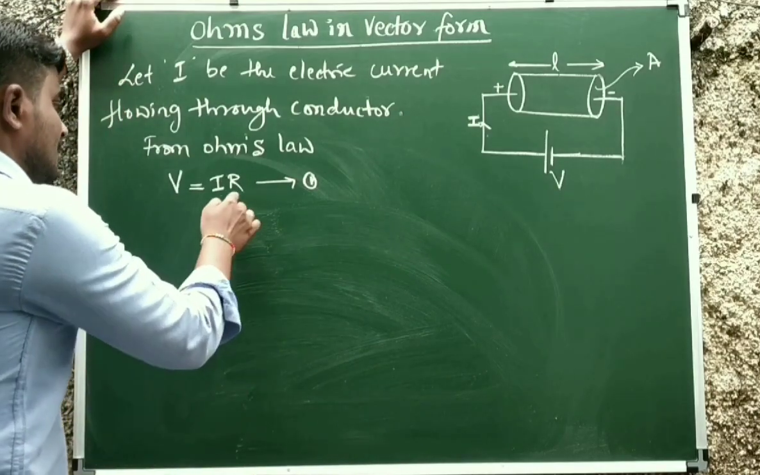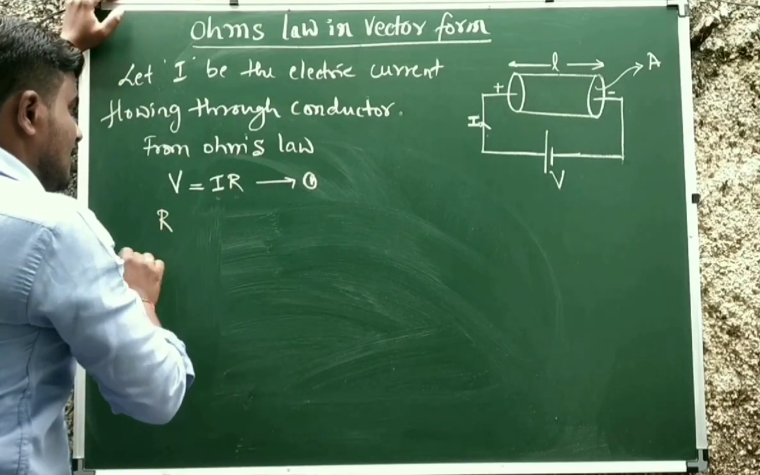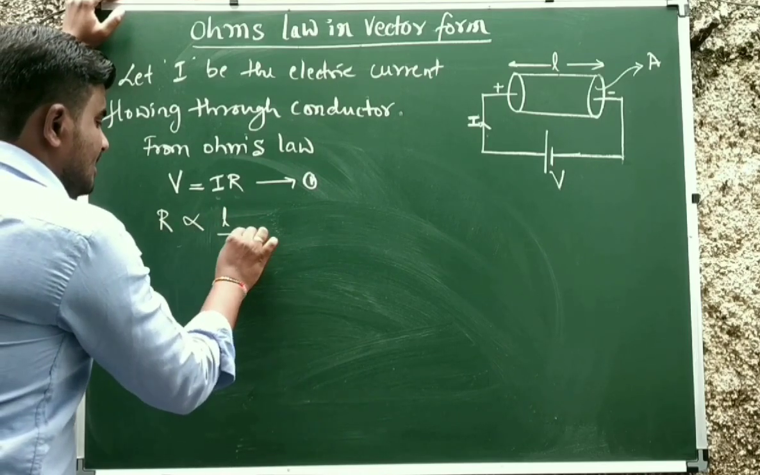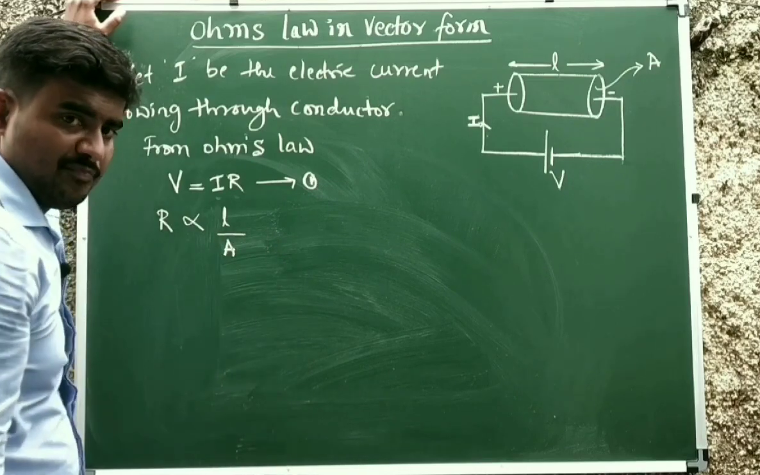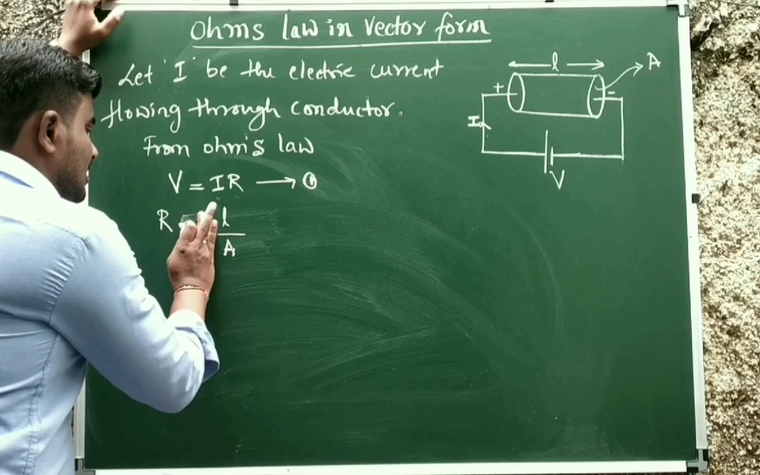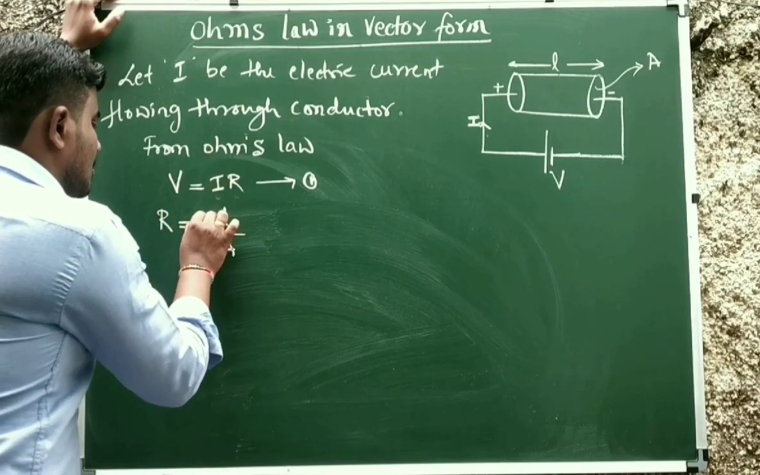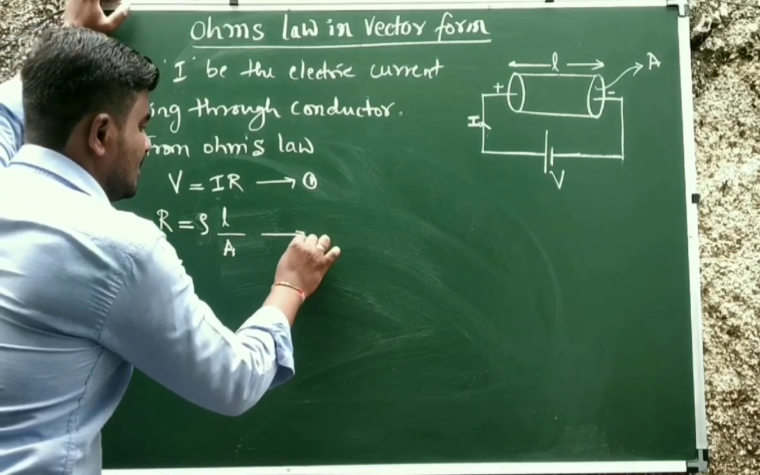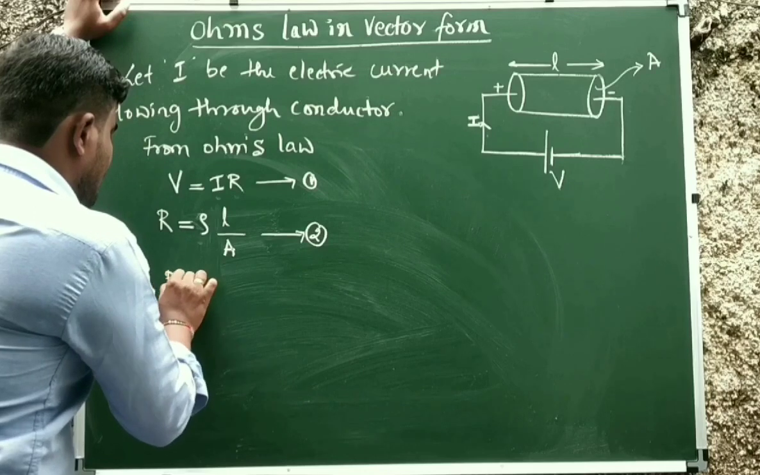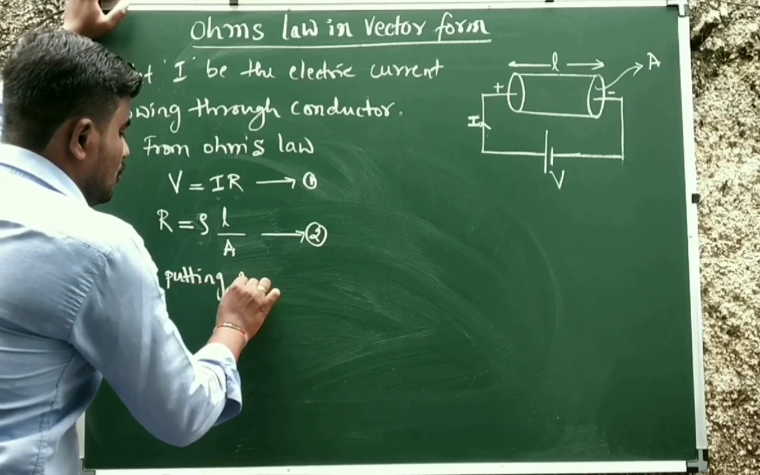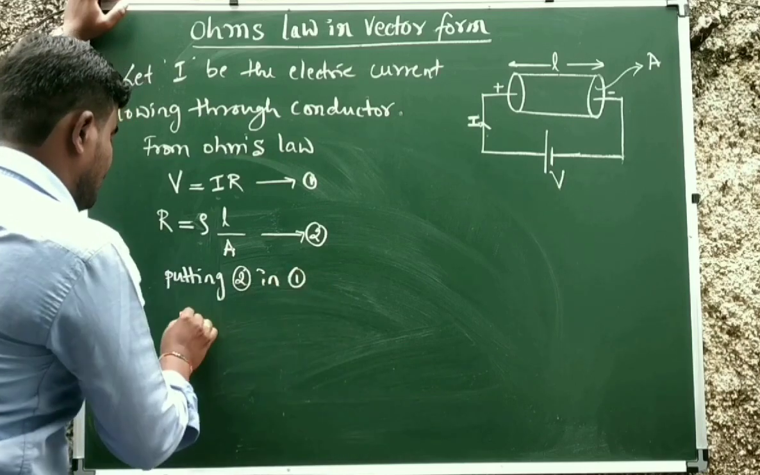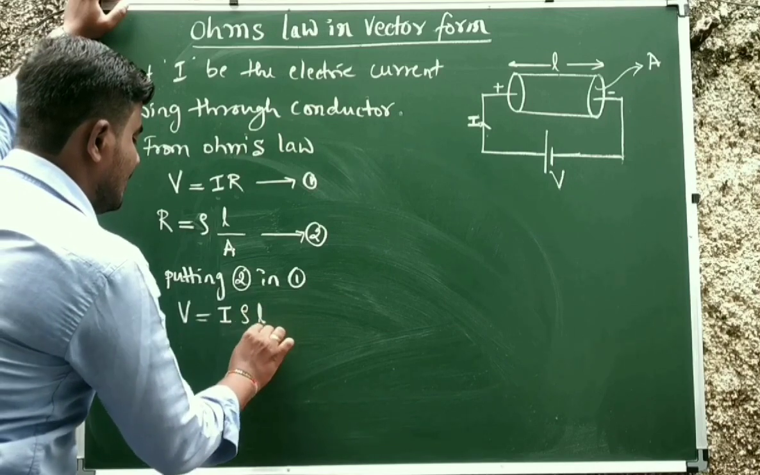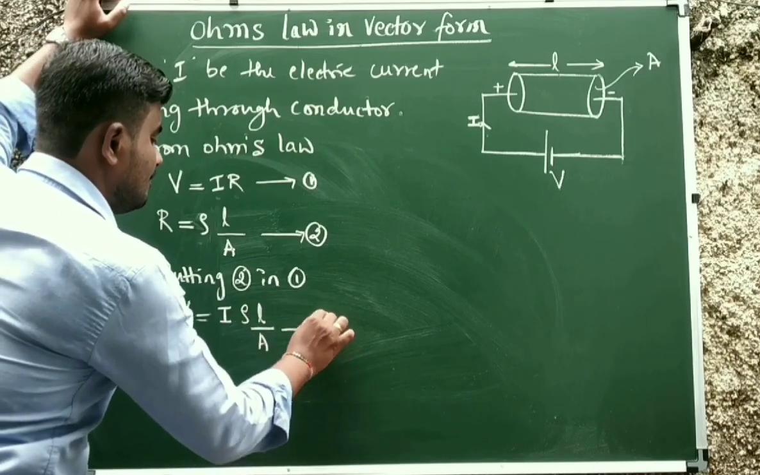But as we know, resistance of the conductor depends on certain factors, that is, resistance is directly proportional to length of the conductor and inversely proportional to area of cross section of the conductor. Instead of the proportionality symbol I can write a constant, and that constant is called resistivity, rho. Let us call it equation number 2. Putting 2 in 1, therefore V is equal to I, in place of R I can write rho L divided by A. Let us call it equation 3.